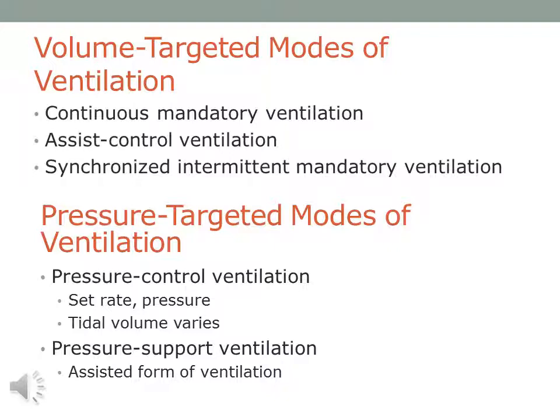And the last kind of volume targeted is synchronized intermittent mandatory ventilation. And this is probably the one you're going to see the most. With this one, both the patient and the ventilator can initiate breaths, like with the assisted control. But the machine's got a preset rate, and those preset breaths are going to receive a full set of tidal volume. The difference between this one and the assist is that with the assist, if the machine sensed that the patient was breathing, it was going to give you the full tidal volume with your initiated breath.